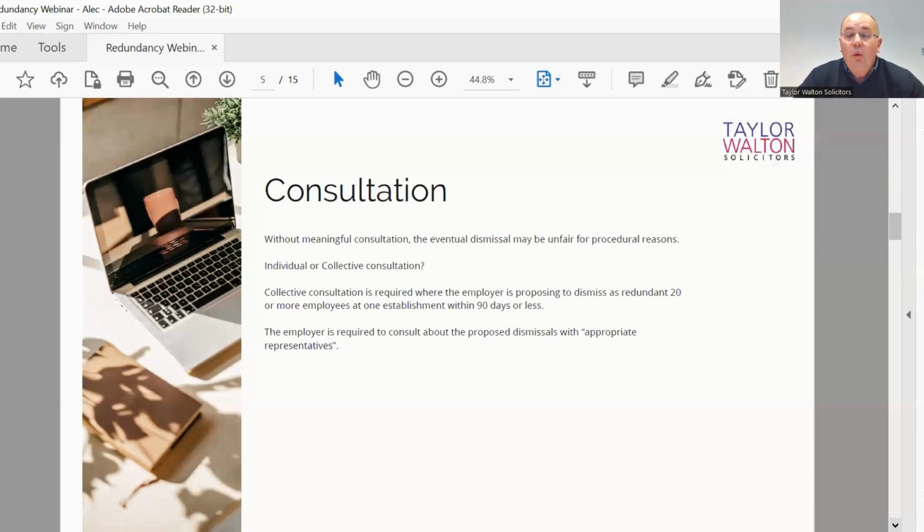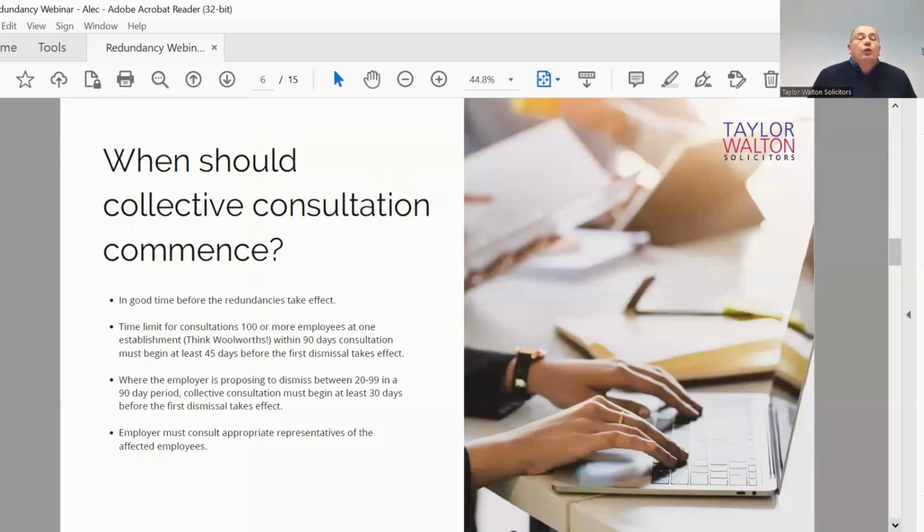So what should collective consultation consist of, and when should it commence? First of all, it should be in good time before the redundancies take effect. For 100 or more employees at one establishment within a 90-day period, consultation must begin at least 45 days before the first dismissal takes effect. So if it's 100 or more, the consultation period is 45 days with the appropriate representatives.